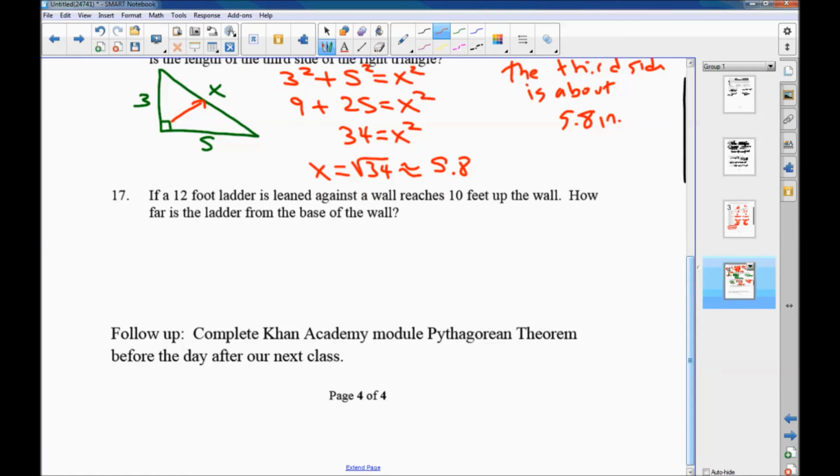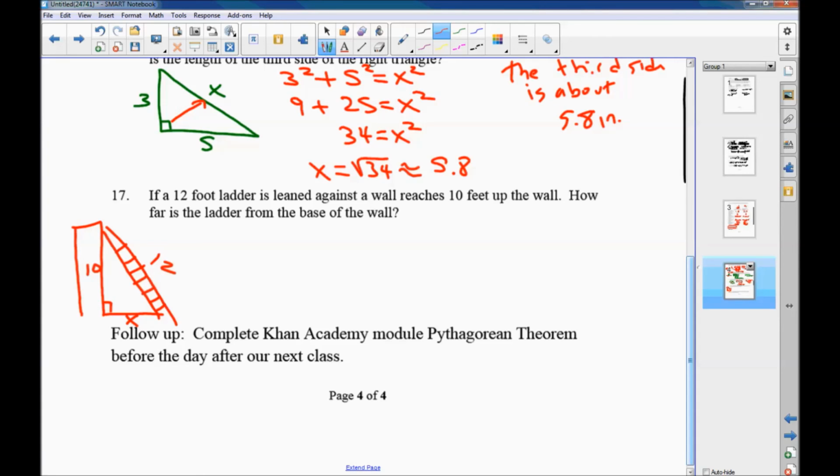All right, our last question. A 12-foot ladder is leaned against a wall and it reaches 10 feet up the wall. How far is the ladder from the base of the wall? So here's my wall. There's my ladder. And the ladder is 12 feet. We reach up 10 feet up the wall, and we want to know how far over. So there's our right angle.